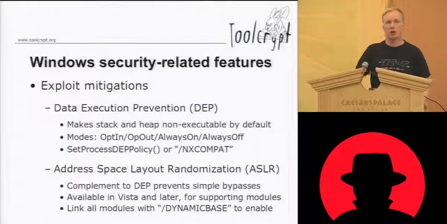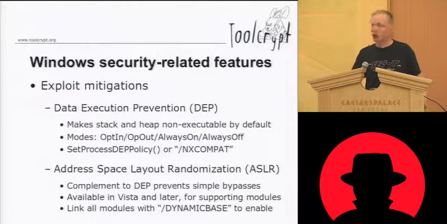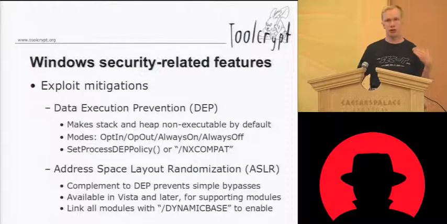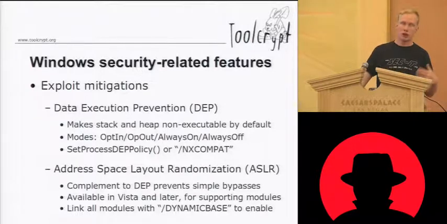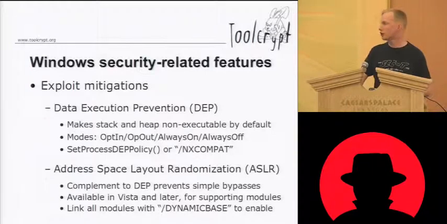And to make that harder, ASLR randomizes the memory addresses where all executable modules are loaded on different systems. So I think there's about a byte of entropy in there. So there are about 256 different places where your module could end up in memory, which makes it much, much harder to make a reliable exploit that circumvents DEP.